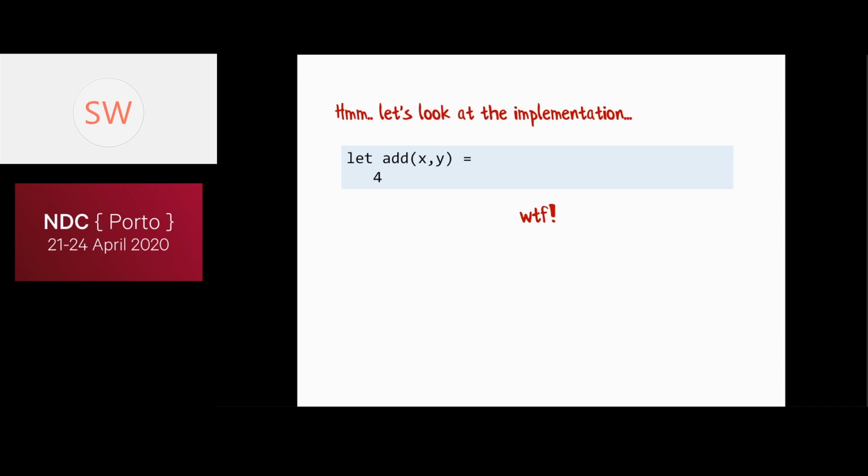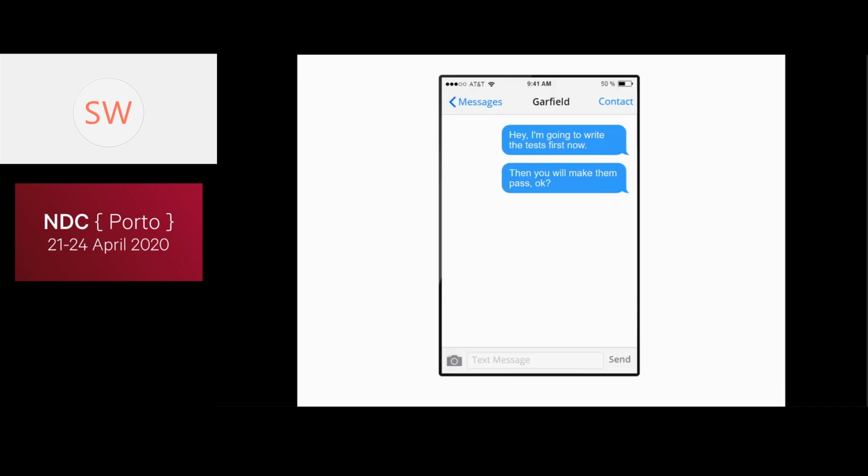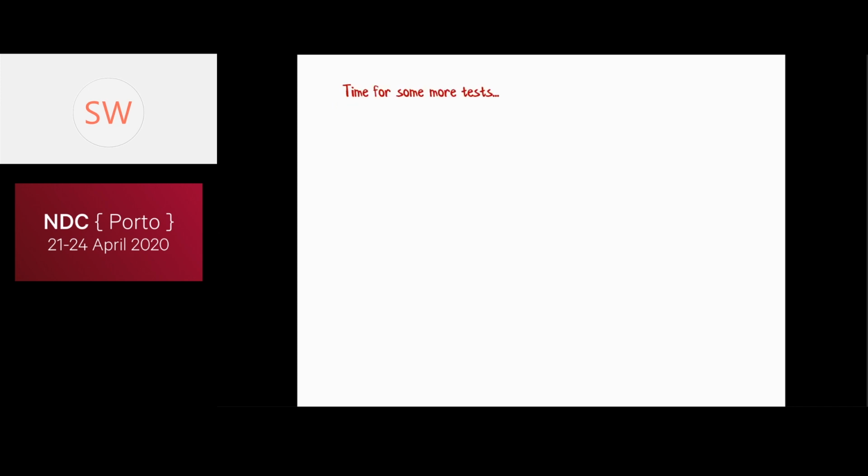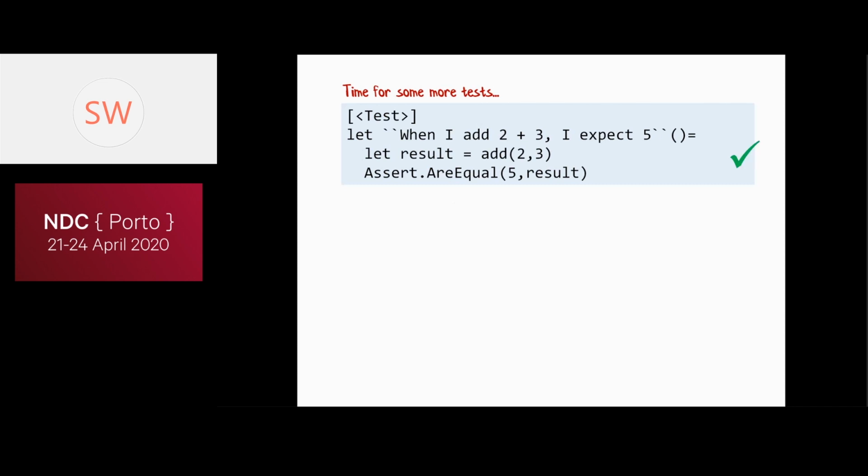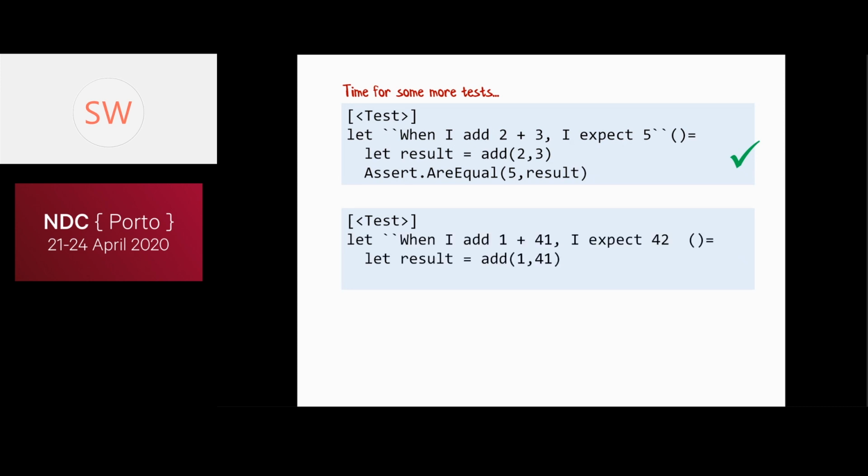This is terrible. So I wrote back and I said, I'm going to write the tests and you're going to make them pass, okay? I don't trust him. And he said, sure, no worries. So let me write some more tests. I'm going to add 2 and 3, I expect 5. And his implementation passed that. And then if I do, let's say 1 and 41, I'd expect 42. And that test also passed. So okay, maybe the implementation is getting better.